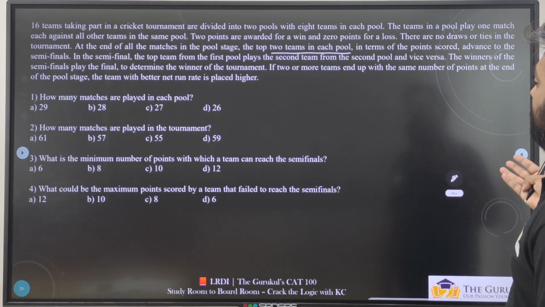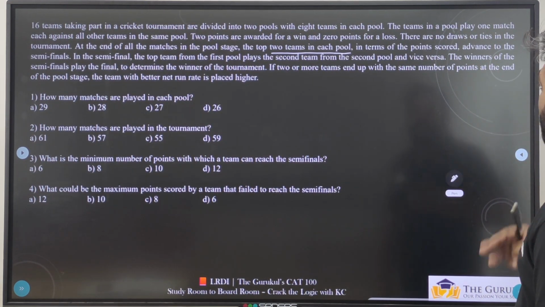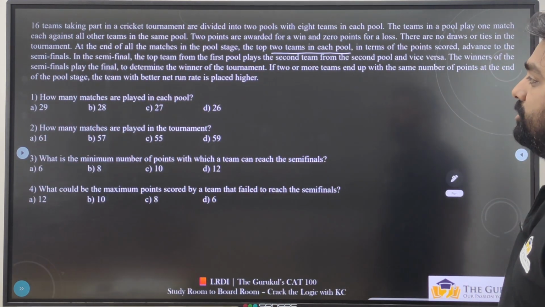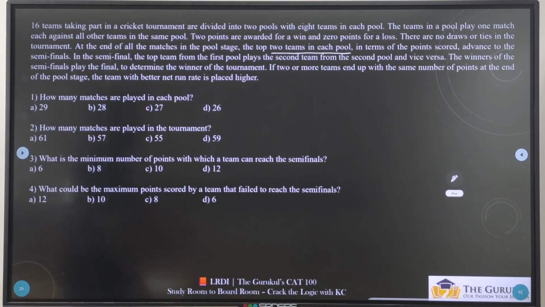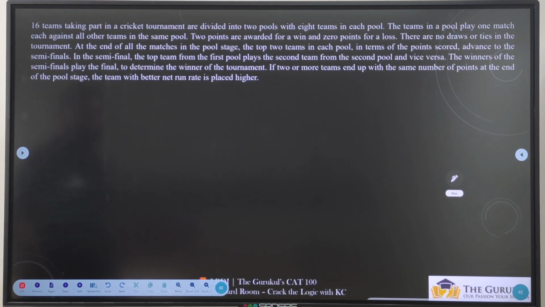If 2 or more teams end up with the same number of points at the end of the pool stage, the team with better net run rate is placed higher. Chalo, let's see how to solve this question.